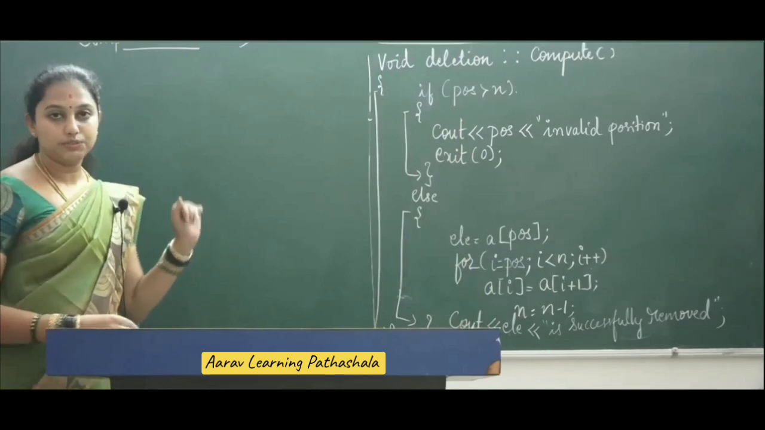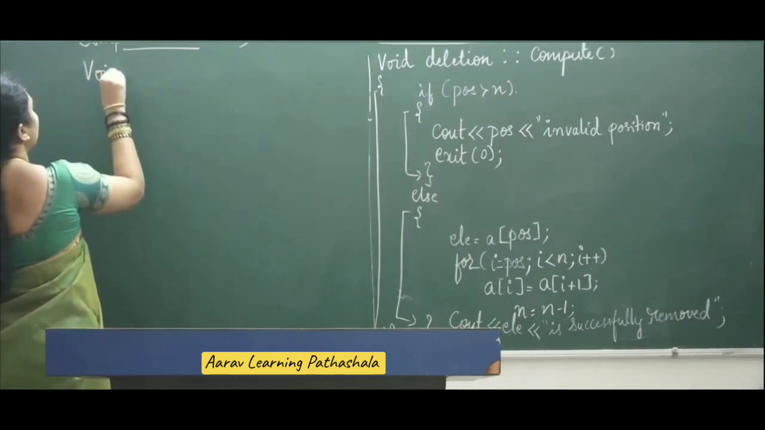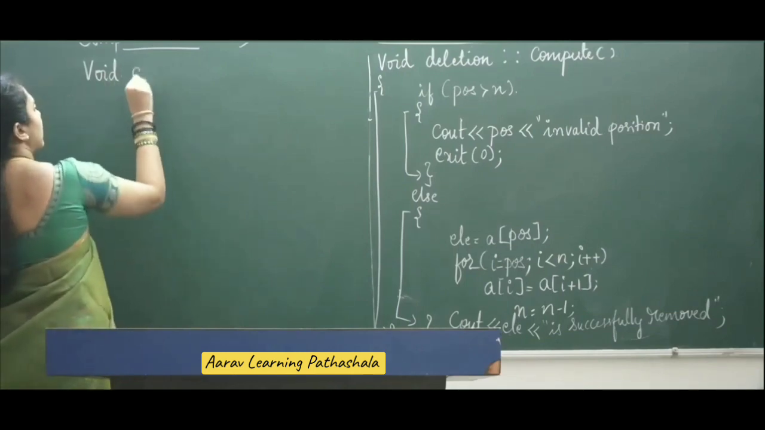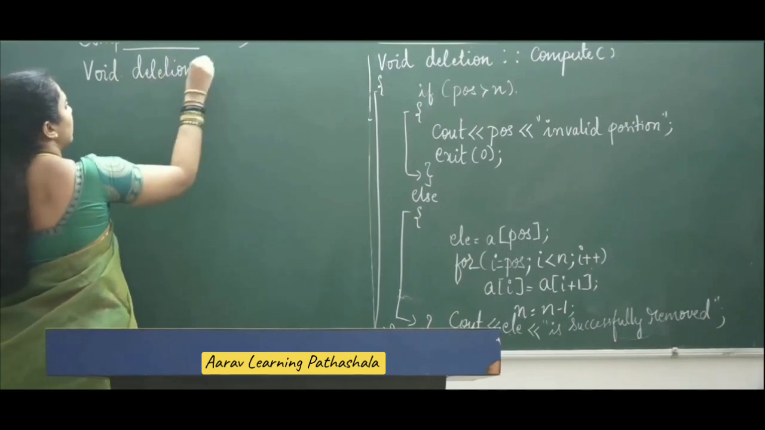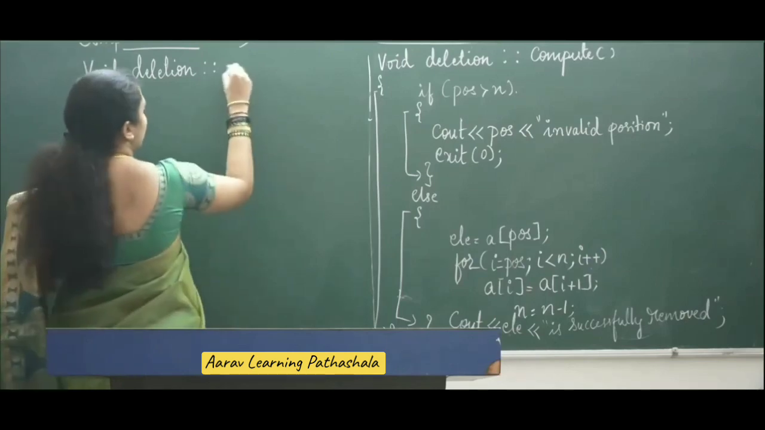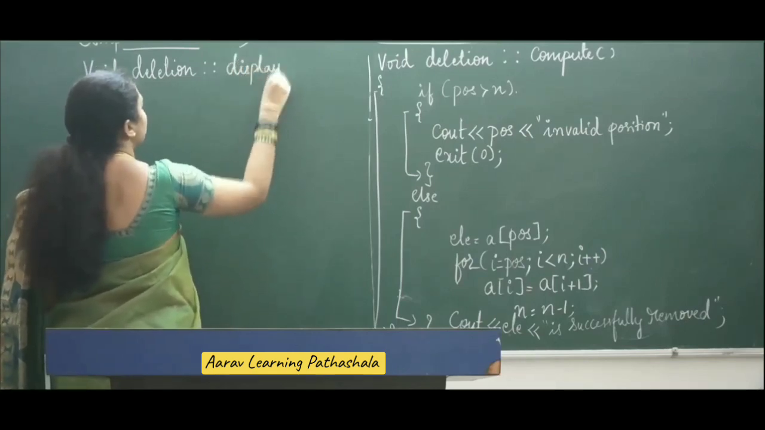So we are defining the function outside the class. So for that we have to mention the return type first, followed by the class name. What is the class name? The class name is deletion, followed by the scope resolution operator. Then the function name. What is the function name? The function name is display.